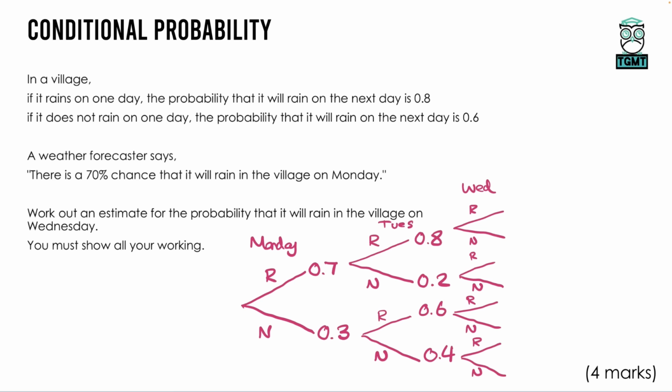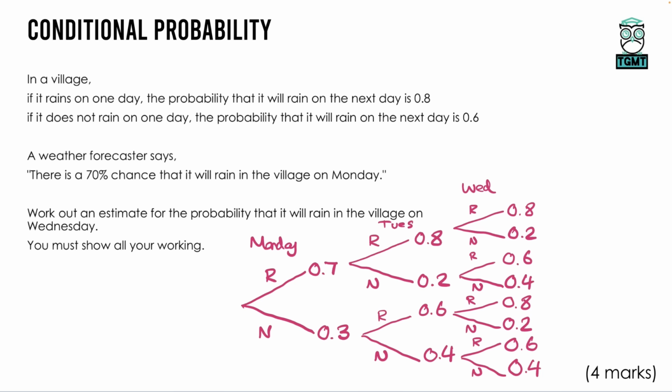So we have 4 things that we need to think about. This top one here, it rained the day before. So it's going to be 0.8 and 0.2. On the next one, it didn't rain the day before. So 0.6 and 0.4. On the next one, it rained the day before. So 0.8 and 0.2. And on the final one, it didn't rain the day before. So 0.6 and 0.4.